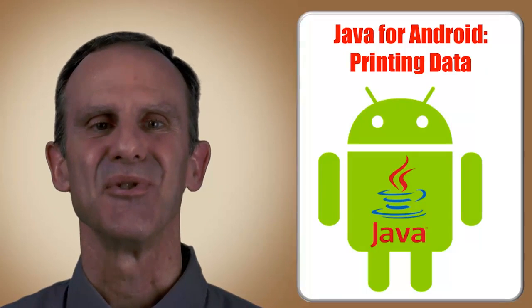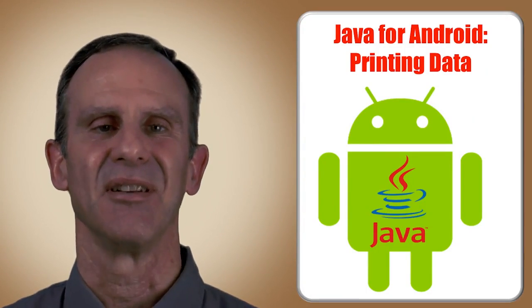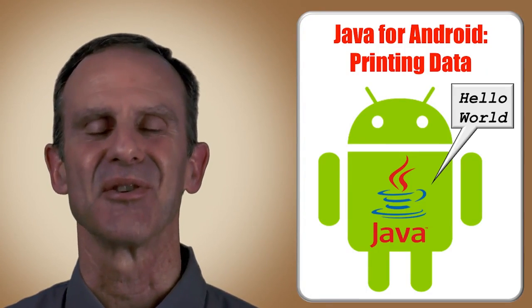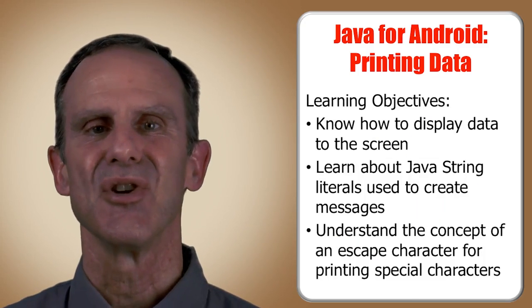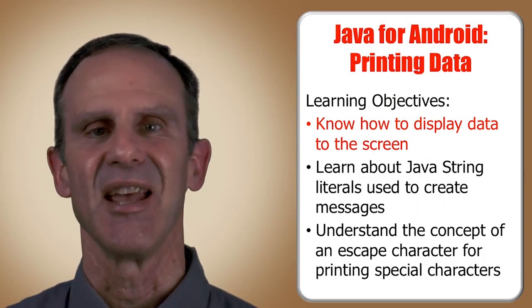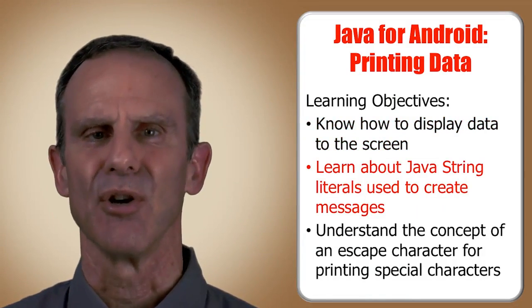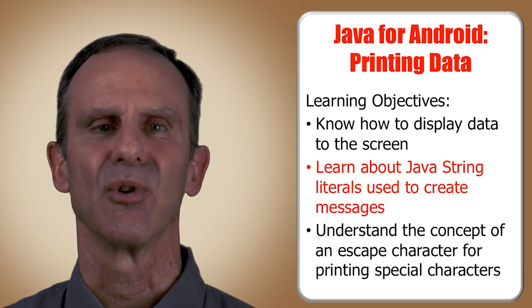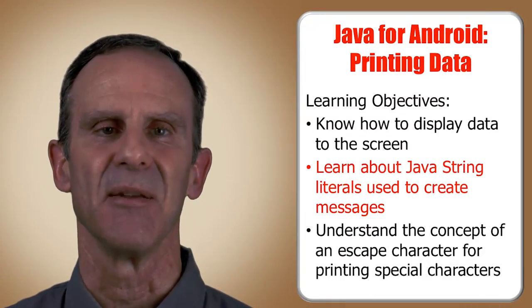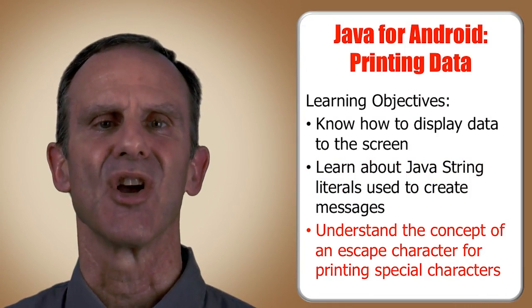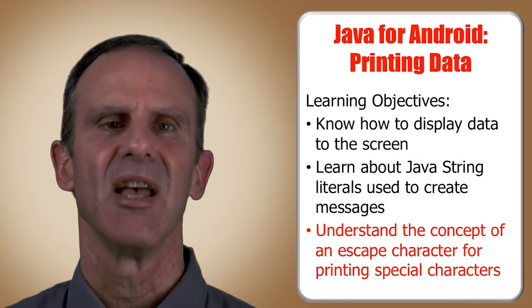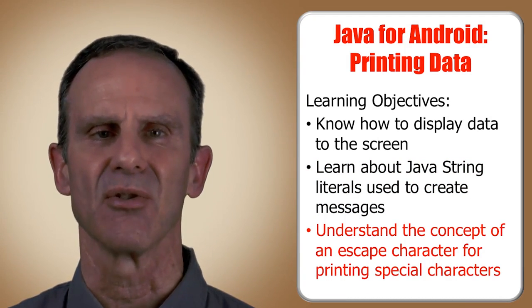This lesson introduced you to the concepts and Java capabilities related to printing data to the screen of an Android device. Now that you have completed this lesson, you should know Java's different print statements and how they work to display data on the screen. You should also have learned how to create string literals to create messages that can be displayed. Finally, you should understand the concept of escape characters and how to use them to add special characters to a string.